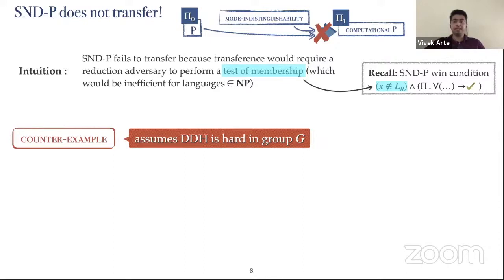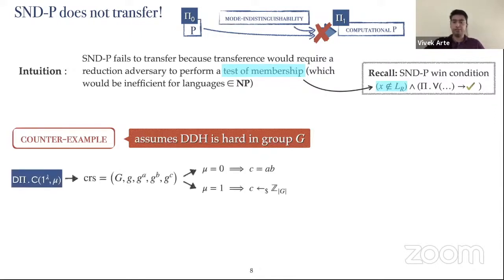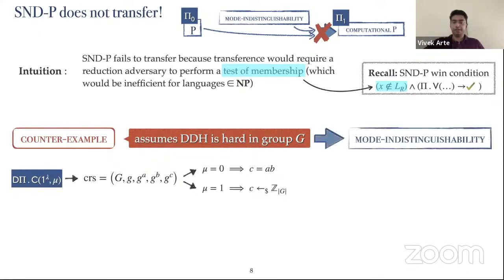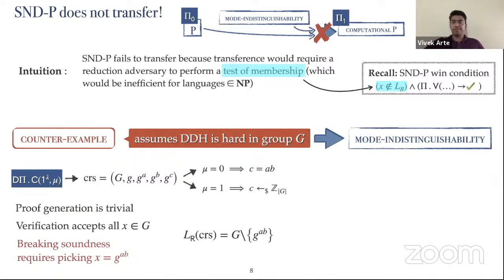This counterexample that we show will be based on the hardness of the decisional Diffie-Hellman assumption in a group G. So the dual mode CRS generation algorithm generates the CRS in two different ways. Mode indistinguishability can be seen to follow directly from the DDH assumption in the group. We further define the relation in such a way that the language consists of all group elements except g^(ab). We further define proof generation and verification so that in order to break soundness, all the adversary needs to do is pick the statement as g^(ab).